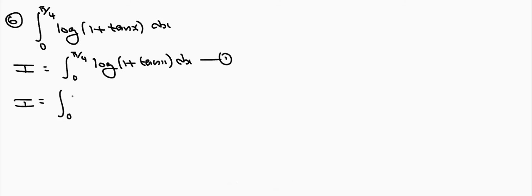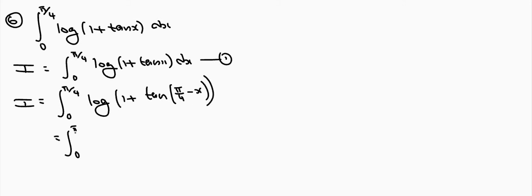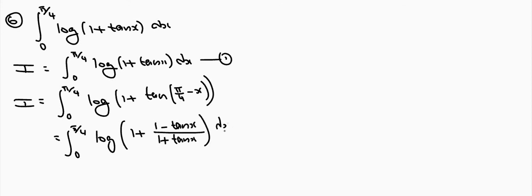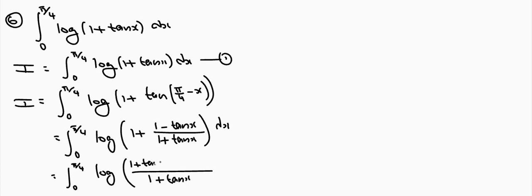Then we get 0 to pi by 4. We get log of 1 plus tan of x ൻ്റെ അവിടെ a minus x. a പറയുന്നത് pi by 4 ആണ്, pi by 4 minus x. നമുക്കറിയാം tan pi by 4 minus x, tan 45 minus theta is, we know that it is 1 minus tan x by 1 plus tan x. Taking LCM, we get 0 to pi by 4 log of, denominator is 1 plus tan x, numerator become 1 plus tan x plus 1 minus tan x.